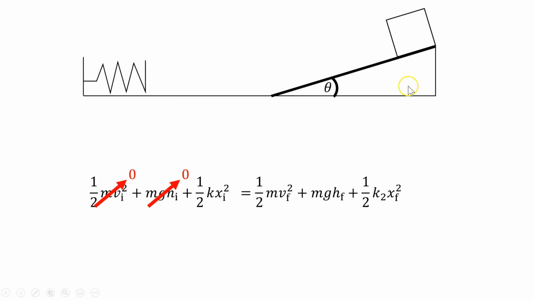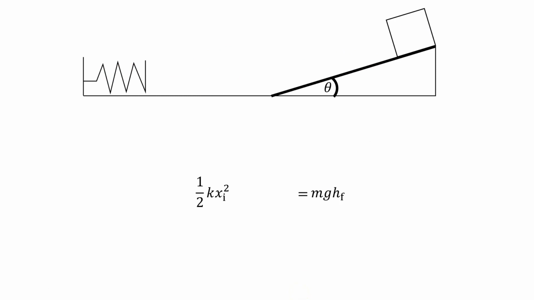Turn your attention now to the final moment. Is there speed? No, so there's no kinetic energy. We do have height, so there is gravitational potential energy, but the compression is 0 at this point because the spring is not compressed at the end. It has released, causing the block to fly up. So we simplify the equation, and we're going to move this over to make room.